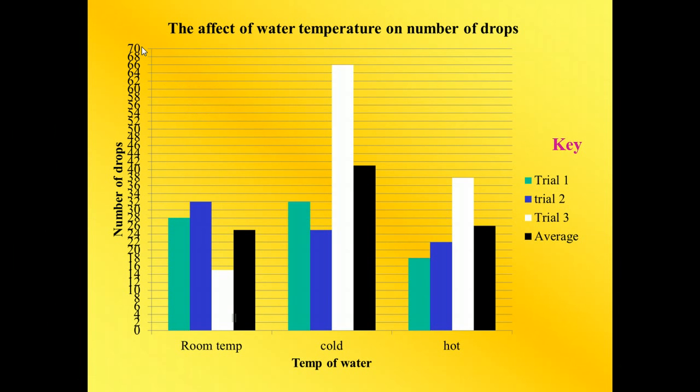Next is the key. The key shows us that this turquoise color shows trial 1, blue is trial 2, white is trial 3, and the black bars show the average for each category. Make sure you're graphing one bar for each trial and group them by category. Notice all of these are stuck together and then you have a space. All the cold water information is stuck together and then you have a space. Up at the top we have our title.